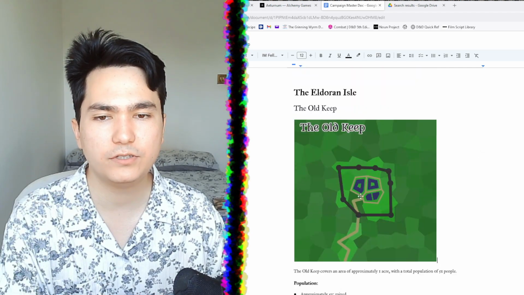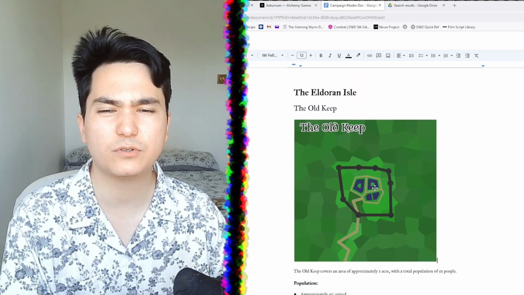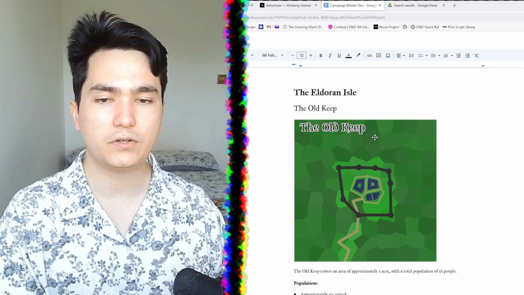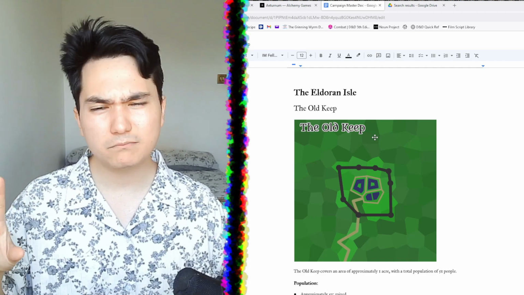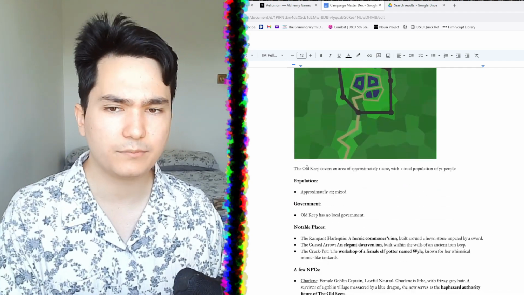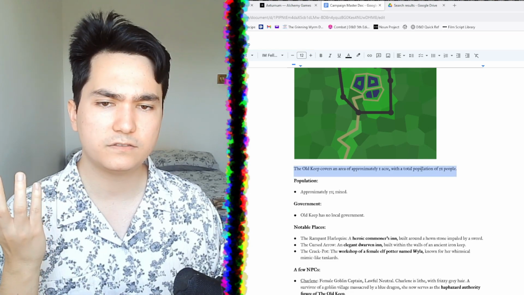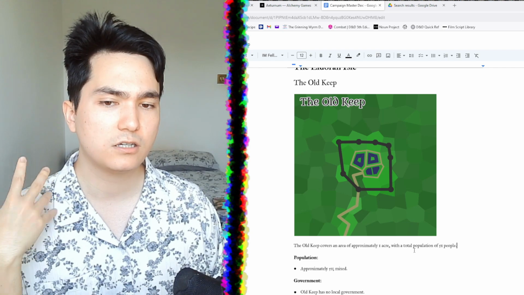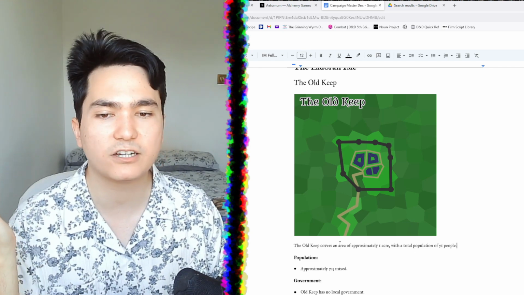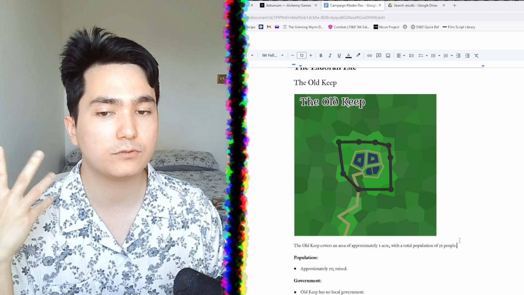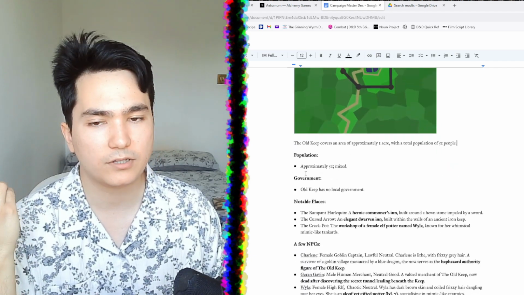Each of these buildings I generally associate with a location. It doesn't really matter which one's which. It's just, I know in my mind, oh, there's a handful of locations here. So underneath the map, I put a summary of the most important basics of the location. So usually it's the population, right? The Old Keep covers an area of approximately 1 acre and a total population of 51 people. Pretty good. And then there's some population breakdowns.